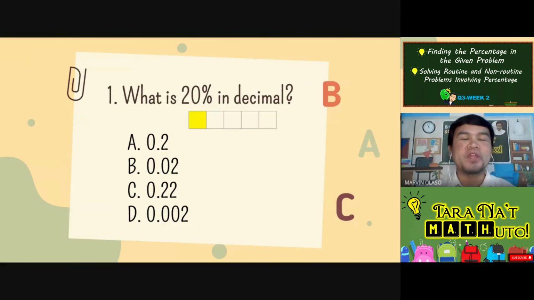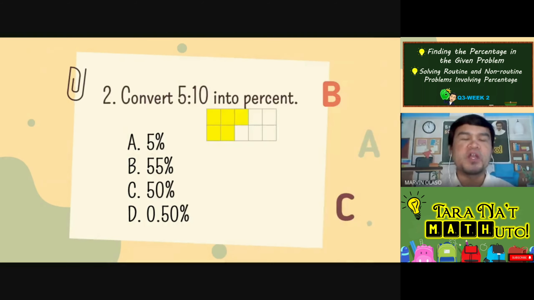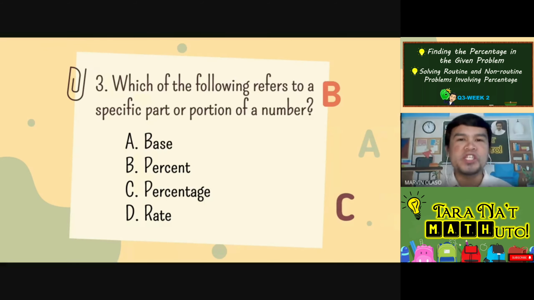For number 1, what is 20% in decimal? The answer is letter A or 0.2. Number 2, convert 5 over 10 into percent. The answer is letter C, 50%. Number 3, which of the following refers to a specific part or portion of a number? The answer, letter C, percentage.